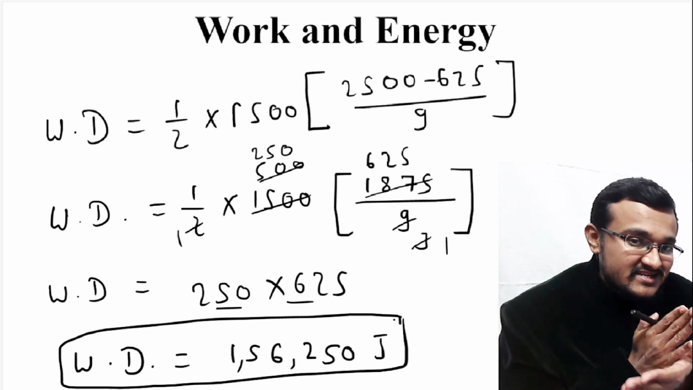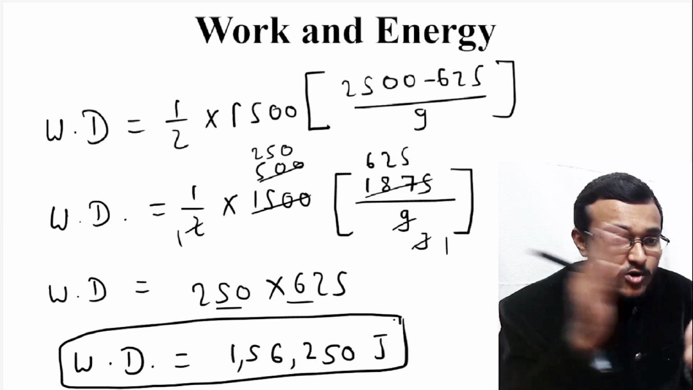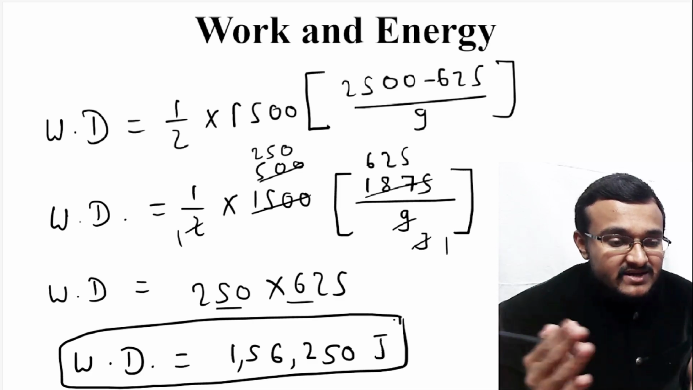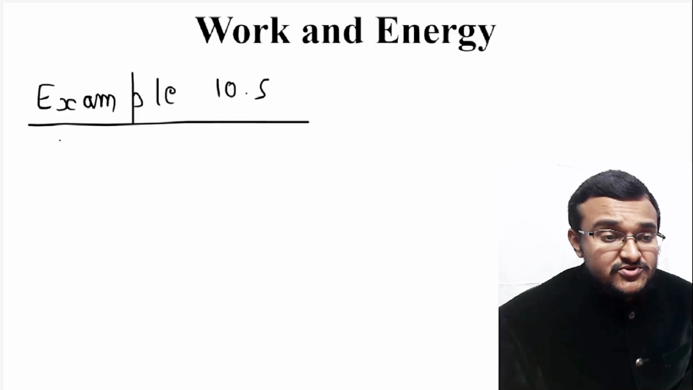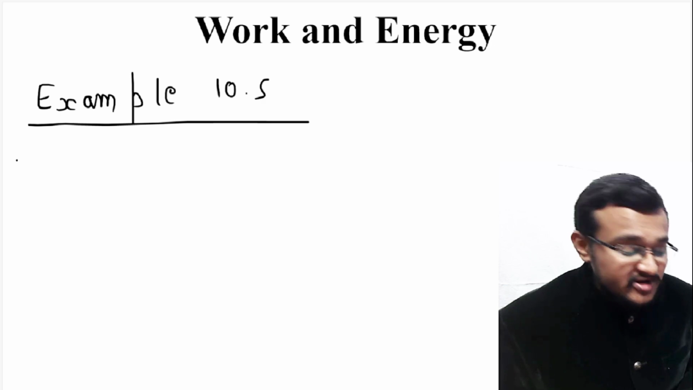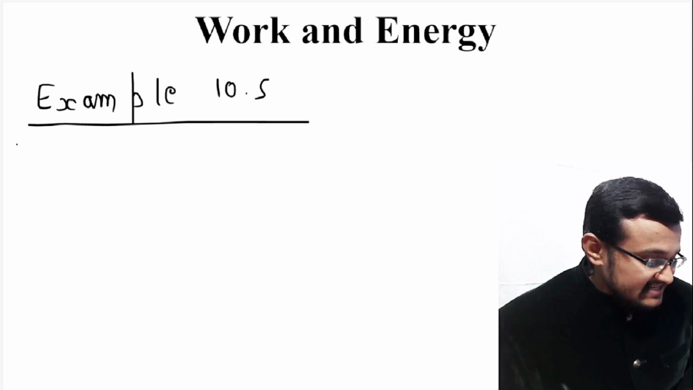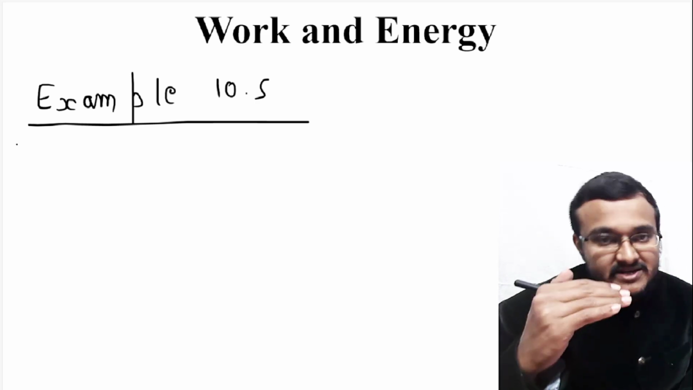So when the car speed is increased from 30 km per hour to 60 km per hour, the amount of work done in increasing that speed is equal to 1,56,250 joules. Coming to example 10.5, here they are asking to calculate the potential energy of an object which has mass 10 kg and from the ground level it is 6 meter above.